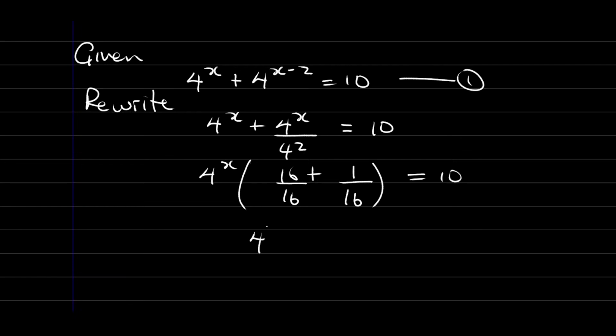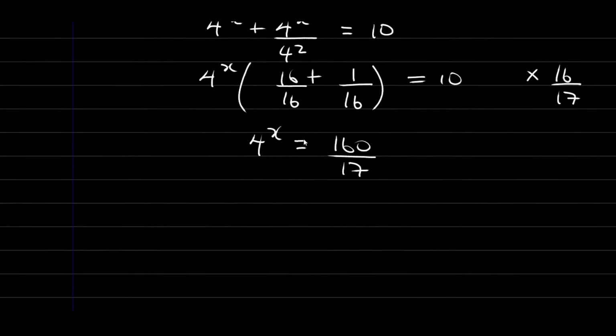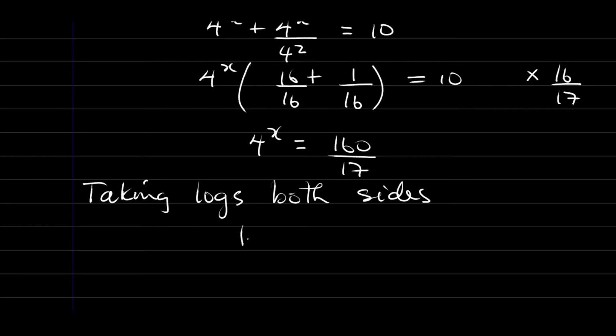So I'm going to have 4 to the power of x is equal to, I'm going to multiply both sides by 16 over 17 to get rid of that. So it's going to be 160 over 17. And now I have it in the same form that everybody had it done before. So I can just say taking logs both sides, and we're going to get log 4 to the power of x equal to log of 160 over 17.